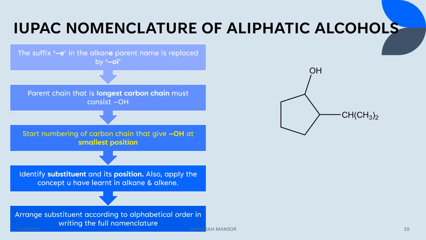Alright, now in this example kita ada cyclopentane yang directly bonded to the OH. Okay, so sekiranya kita ada cyclopentane, so gantikan E ini dengan OL, so namanya akan jadi cyclopentanol. Okay, so di sini apabila OH directly bonded dengan this carbon of the cyclic alkane, so maka this carbon automatic akan menjadi carbon number 1.